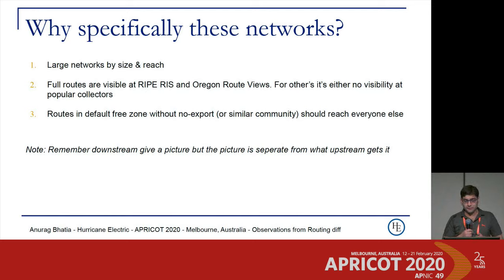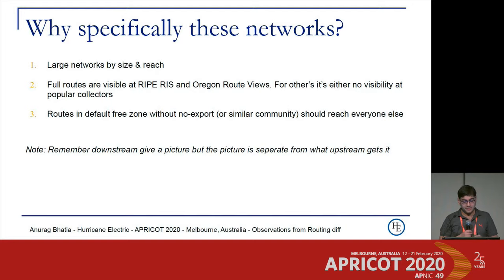For these specific networks, full routes were visible, but I did see many large providers where full routes were not visible on RIS, so it made no sense to take them in the study. So we just selected these networks. And the routes in the default free zone without a no-export should ideally reach everyone else. That's, again, based on our understanding of how things work in the world. I'll explain the downstream picture in the next couple of slides.